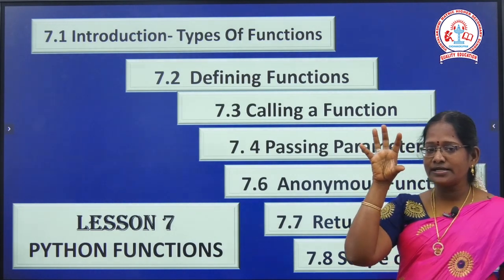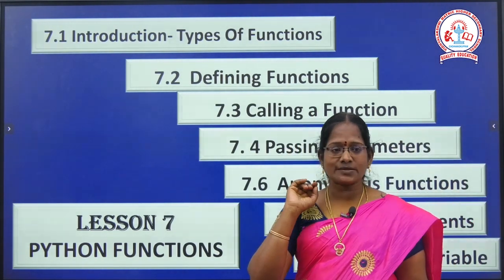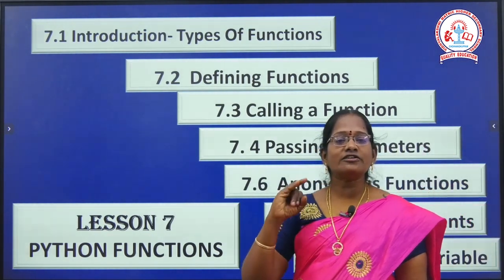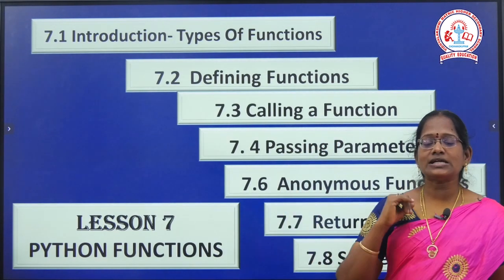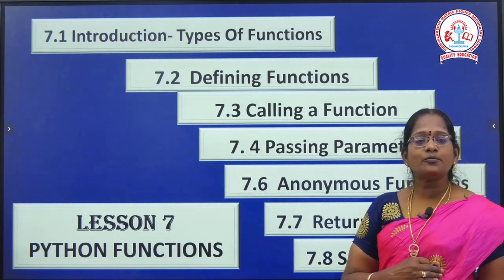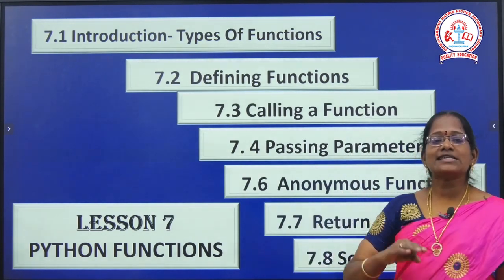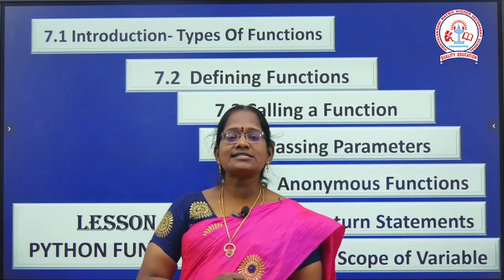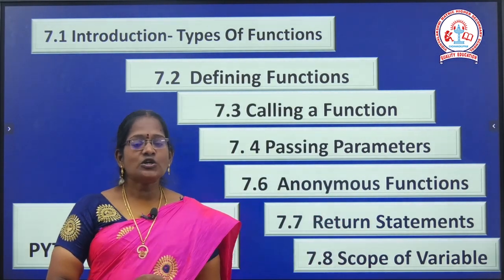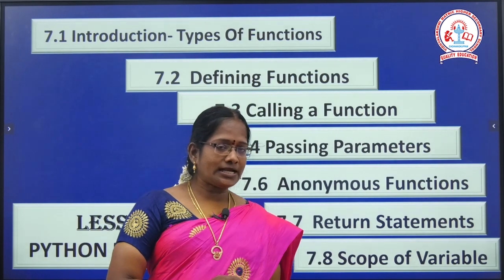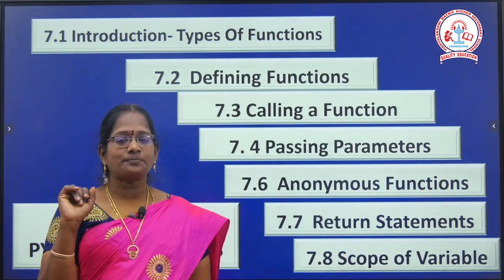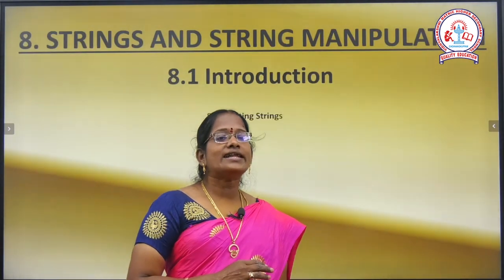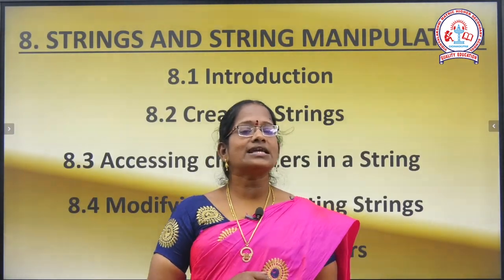These are the only portions in our syllabus. 7.1 Introduction to types of functions, 7.2 Defining a function, 7.3 Calling a function, 7.4 Passing parameters, 7.6 Anonymous function, 7.7 Return statement, 7.8 Scope of variables. 7.8 is an important 5-mark question; scope of variables is repeatedly asked as a 5-mark question.